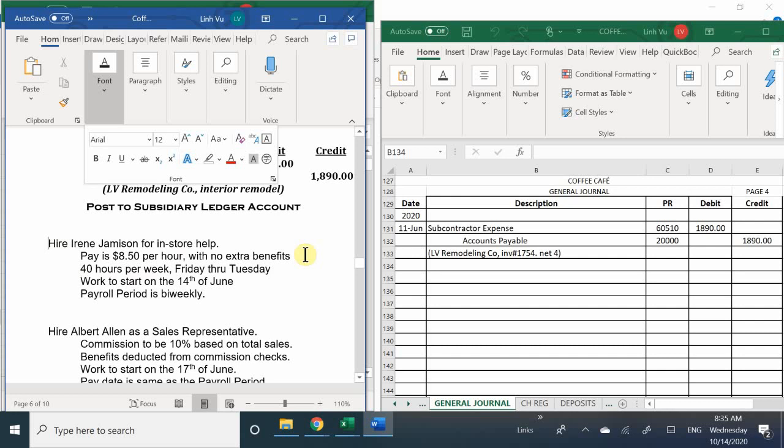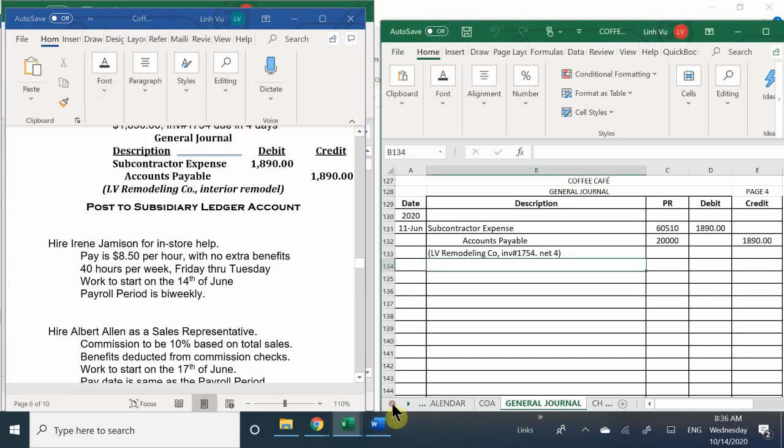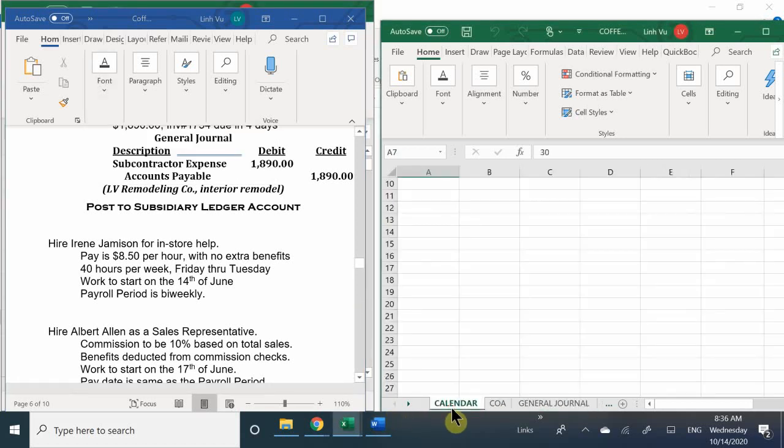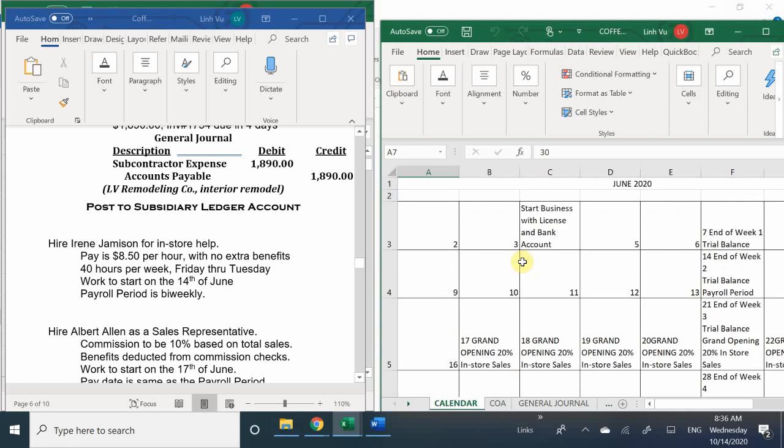So if we go ahead and take a look at our calendar, for the ones who have the Excel sheet, I have the calendar on there. It's just a quick overview of when payroll is going to be. So payroll is actually going to start on the 14th of June.